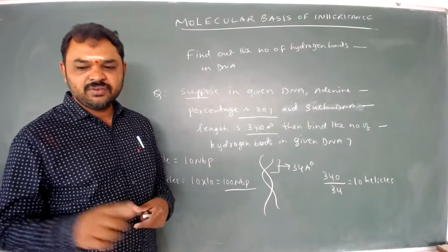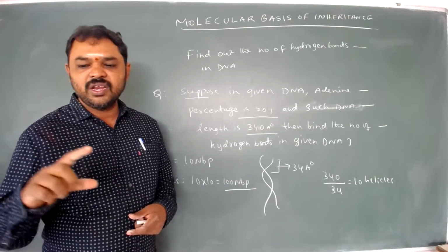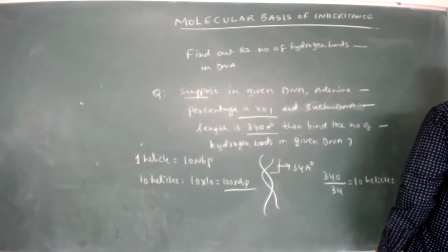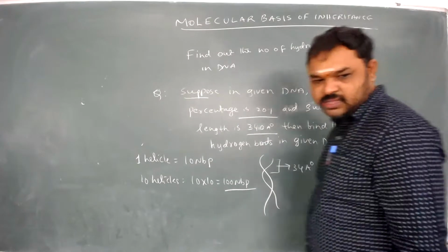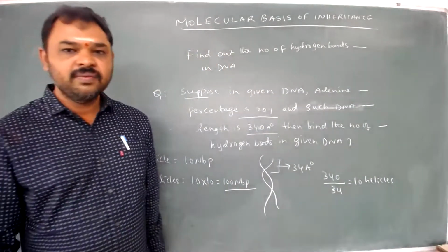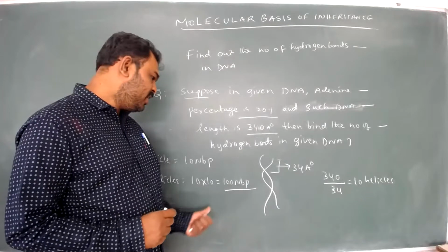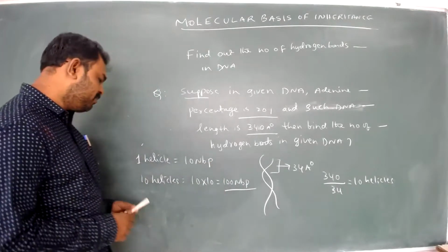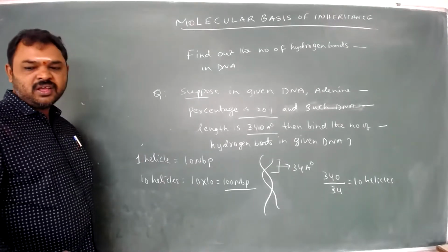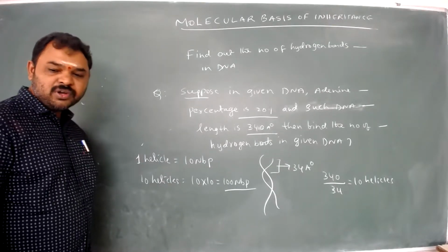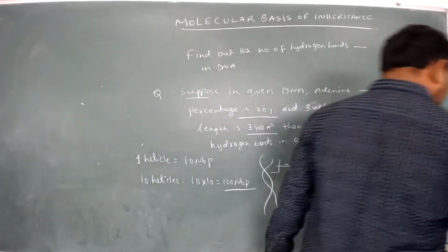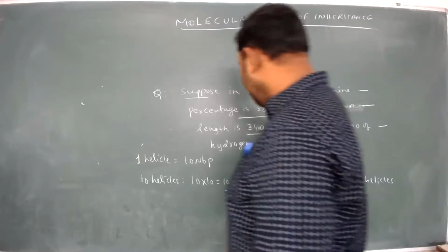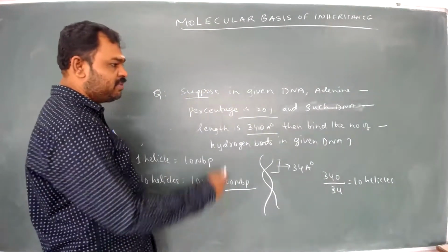According to this, we know the constant value. What is the standard? One helical length is 34 angstroms. So in the given DNA, how many helicals are there? 10 helicals are there. Each helical has 10 nucleotide base pairs, so 10 helicals means how many nucleotide base pairs? 100 nucleotide base pairs. And out of 100 nucleotide base pairs, what is the adenine percentage? 20%.